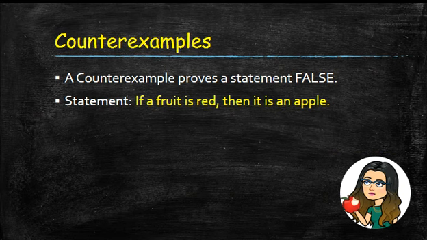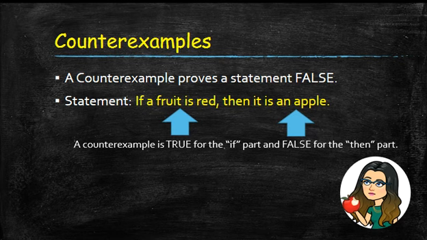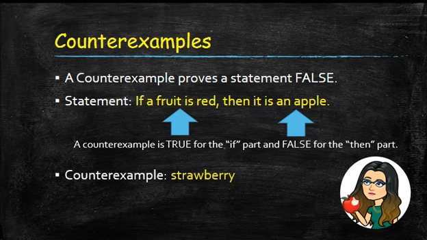A counterexample is an example that proves a statement false. In order to prove it false, the if part of our statement should be true and our then part should be false. For this statement, if a fruit is red, then it is an apple, I need a counterexample that is a red fruit but not an apple. What about a strawberry? It is a red fruit but not an apple, so this works.